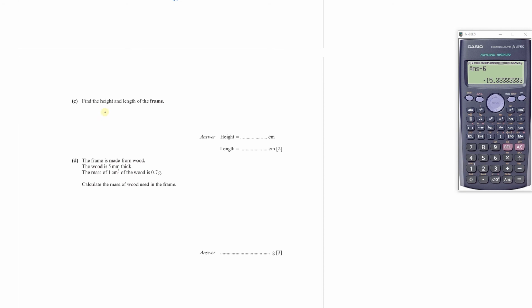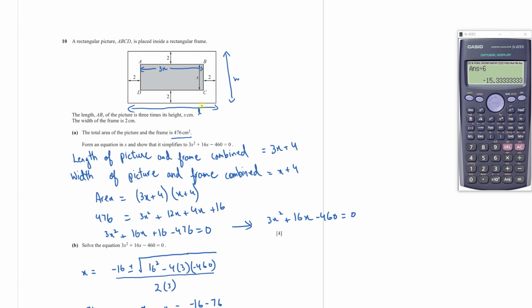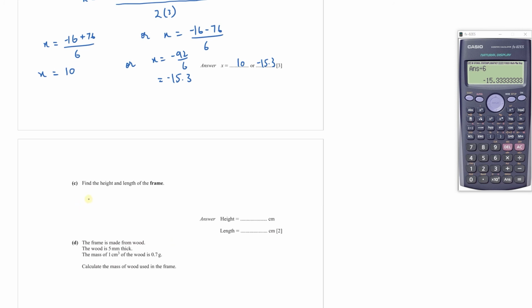Part C is find the height and length of the frame. So this is the length of the frame and this is the height. So length is what? This 3x plus 2 plus this 2. So this will give you the total length. So length is 3x plus 4, and we will use x equals to 10, because if I use x equals to minus 15, the length will come out to be negative. So that means this is not the correct value of x. This is the value of x that we will use. So this will be 3 times 10 plus 4, which is equals to 34.